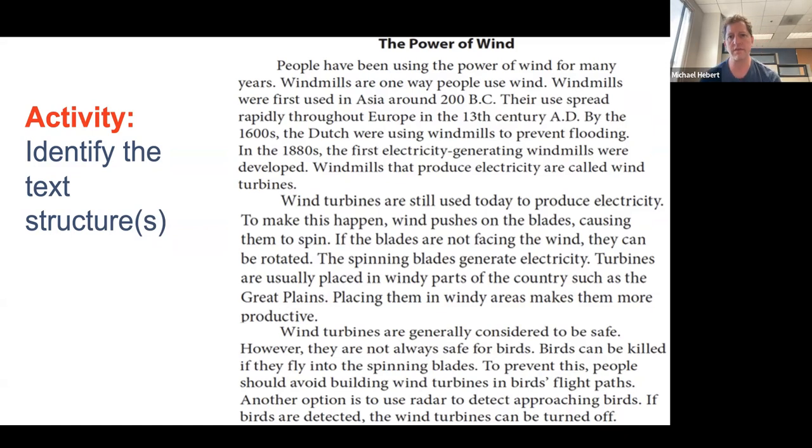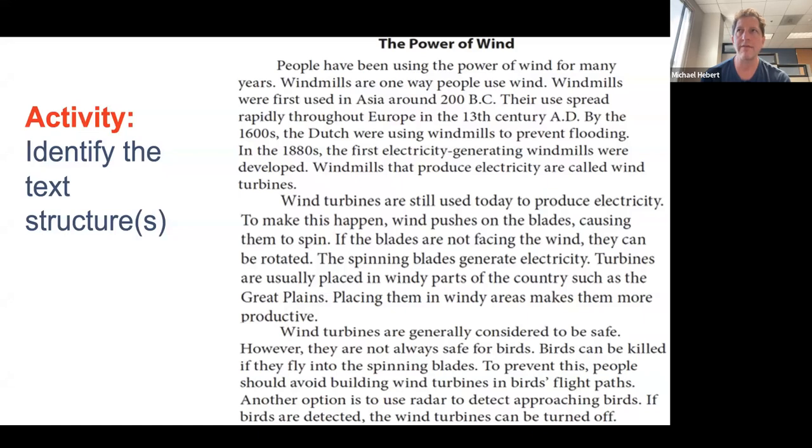What else? See any other things in there? I might not. So I think the three that I was really thinking of is there's description in here. There's sequence of how they were developed and when they were developed. And then we've got these elements of problem and solution in here. So what do you think?